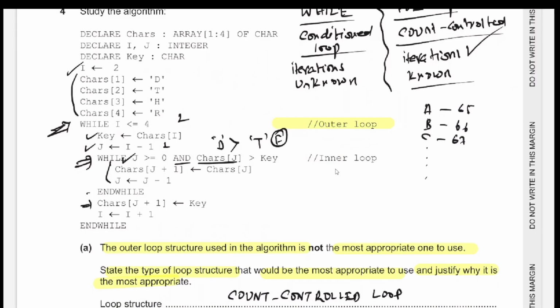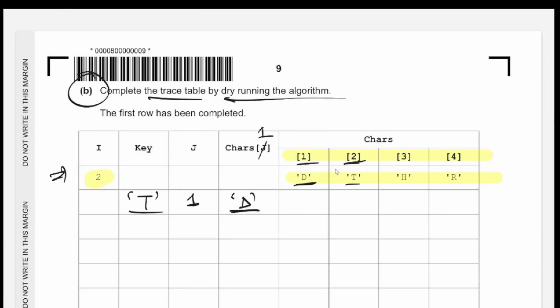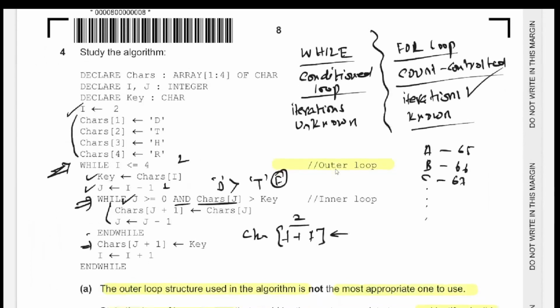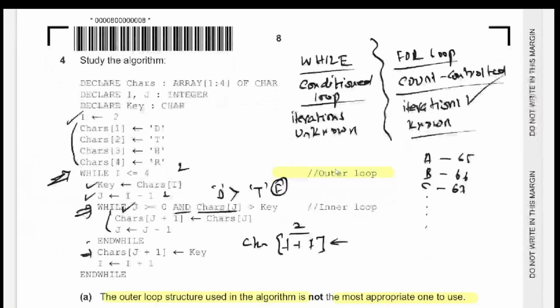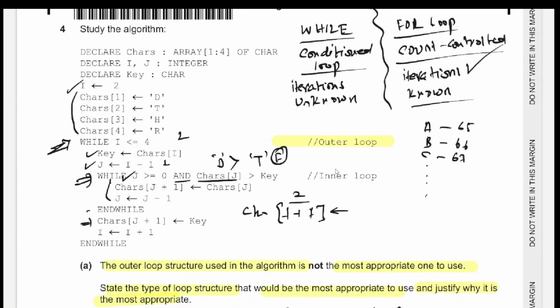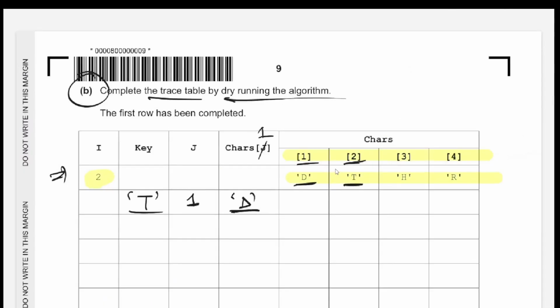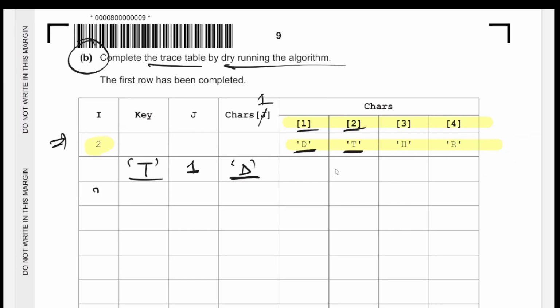So when we come to this line, char[J+1], what was in J? J was 1, 1 plus 1 is 2. At the 2nd location we put the key. What was the key? The key was T. So J plus 1 is 2, and now this is the key. All right, and I is I plus 1, so that becomes 2 plus 1, which is 3.